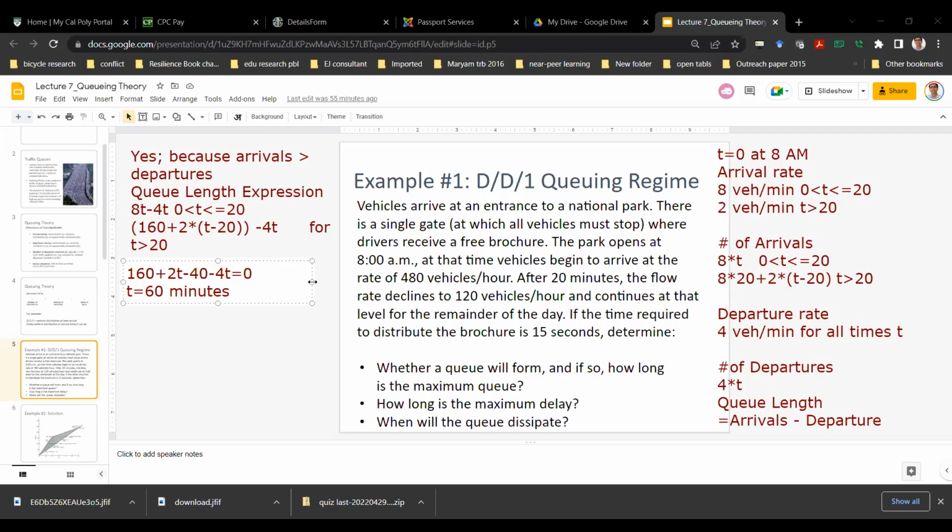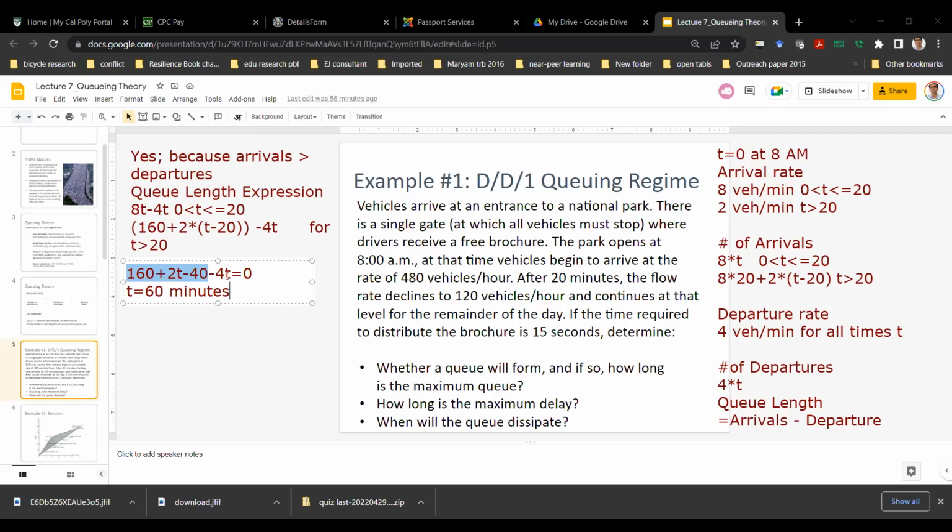Everything is great. Now, wait, sorry, could you say how do you get the max delay formula? I haven't yet done the max delay. This is just the queue length formula. Oh, what's the 40 from? This 40? Yeah. So I simplified this expression: 160 plus 2 times t minus 20. So I wrote it as 160 plus 2t minus 40. This part is the arrival part, the total number of arrivals. And then I subtracted departures. Okay, sorry. Yeah, no, it's fine. Yeah, all good.